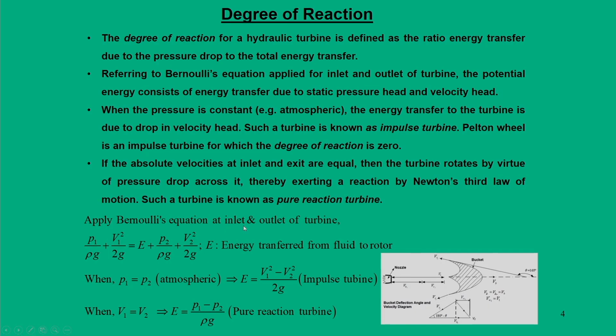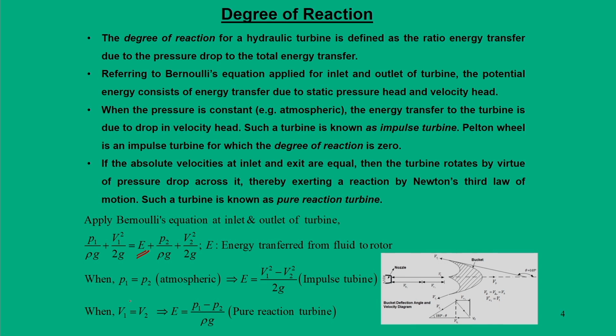Now, let us try to understand the theoretical background of this. If you look at Bernoulli's equation at the inlet and outlet of the turbine, then we can write the equation P1 by rho g plus V1 square by 2g is equal to E plus P2 by rho g plus V2 square by 2g. So, here E is nothing but the energy transfer from fluid to rotor. This is nothing but your potential head.